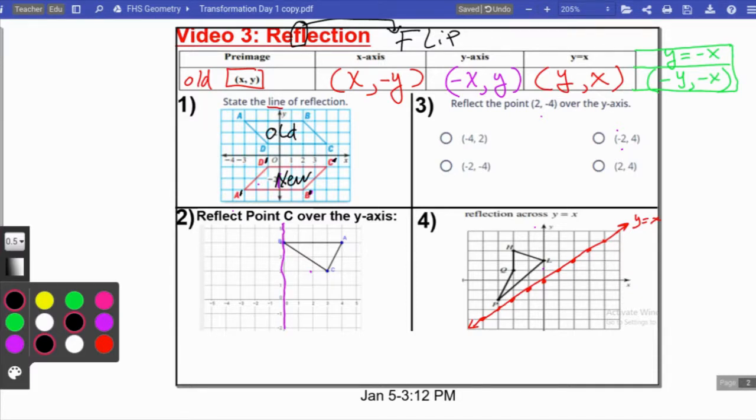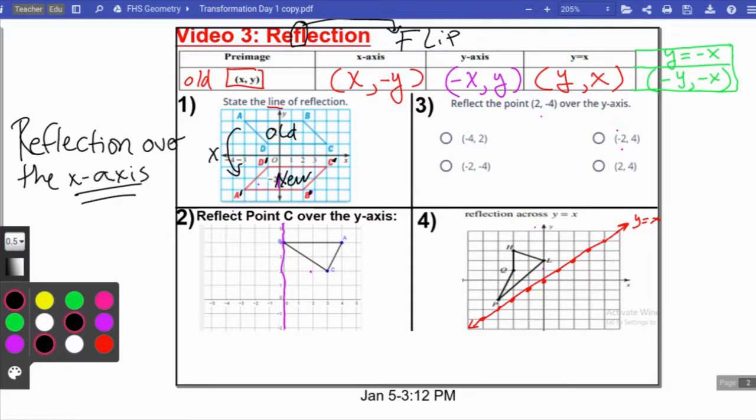So from old to new, it looks like it flipped over the X line. So I would say reflection over the X-axis. That's it. That's all I wanted to know for that one. Which line did it flip over? You just say x-axis. Numero dos.